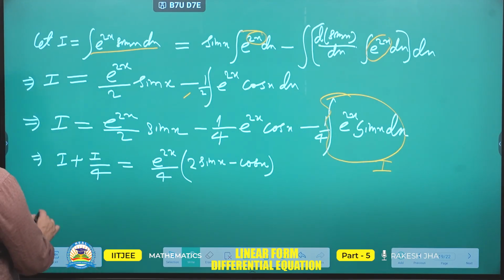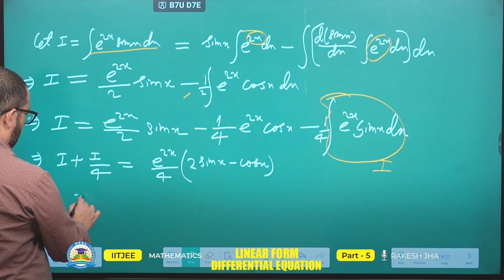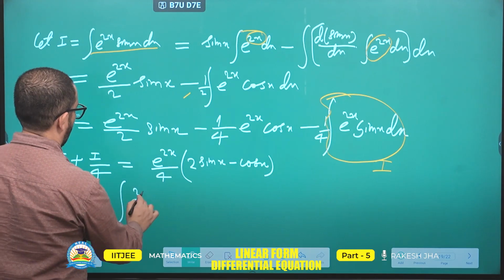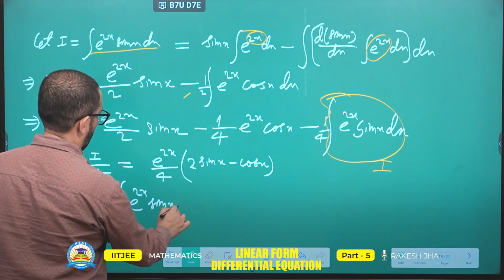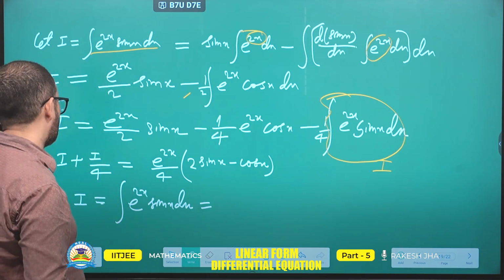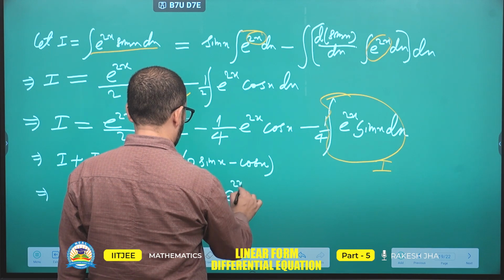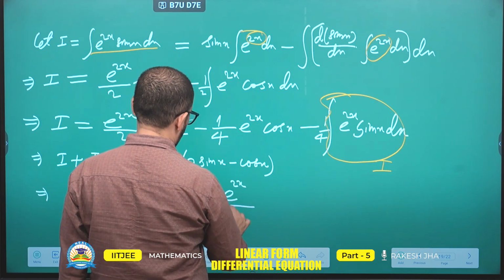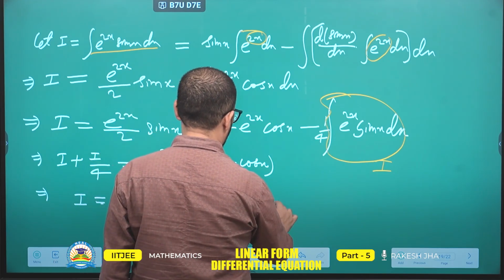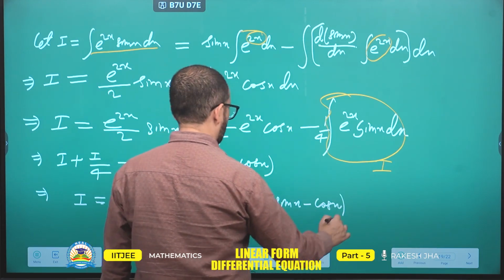and here it is 5 upon 4, so I, that is equal to the integral of e raised to the power 2x sin x dx, will be equal to, this is 5I upon 4, so 4 cancels, so it will be e raised to the power 2x upon 5 and then 2 sin x minus cos x plus c.